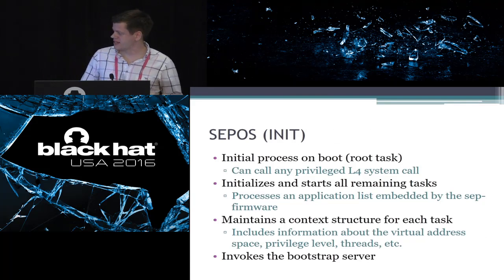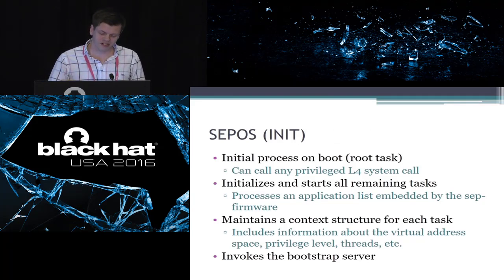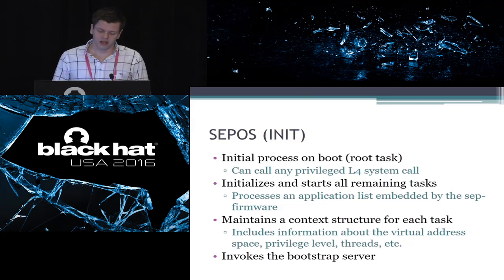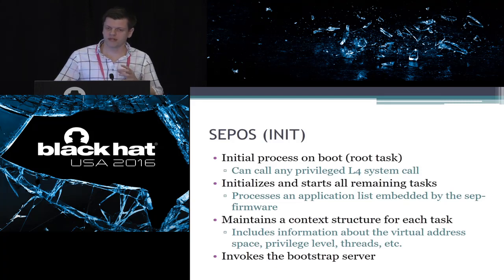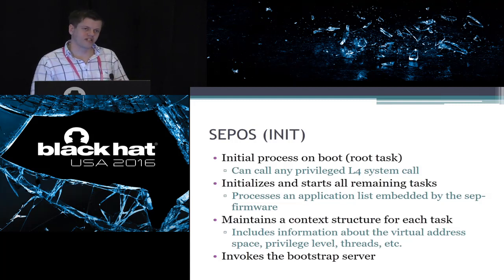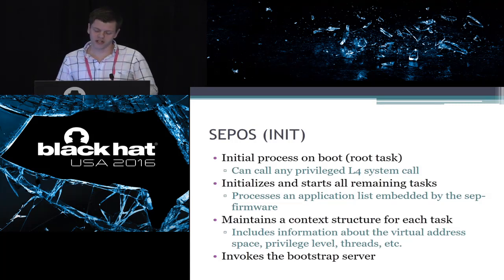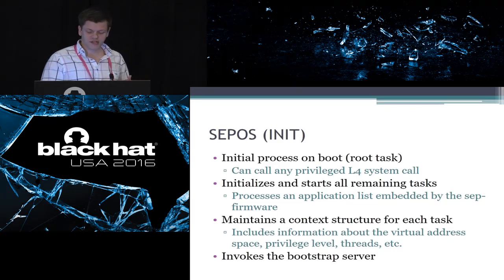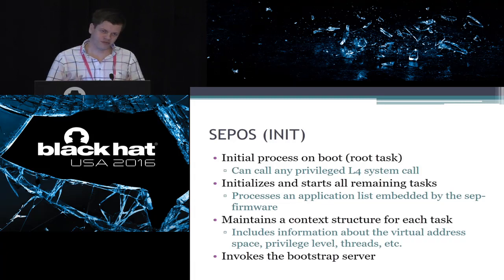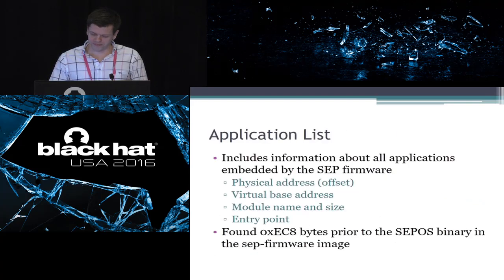So SEPOS, the root task is kind of a bit confusing because it's called the same name, but it's actually the initial process on boot, and it can basically call any privileged system call. Its job is just to start all the applications, and then it also maintains a context structure for each task. So it basically has information about the virtual address space of all the applications, their privilege level, their threads, etc. And once it's done this, it also invokes a Bootstrap server. So the Bootstrap server provides all the services applications rely on.